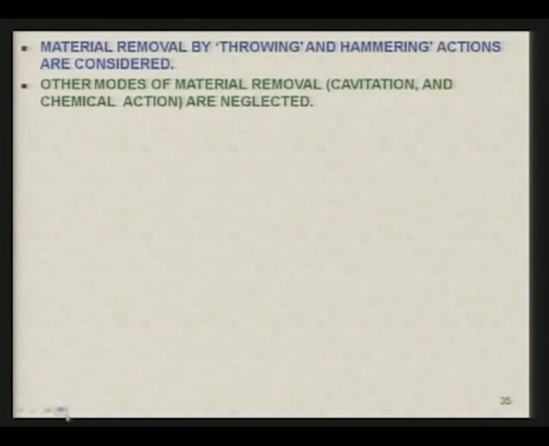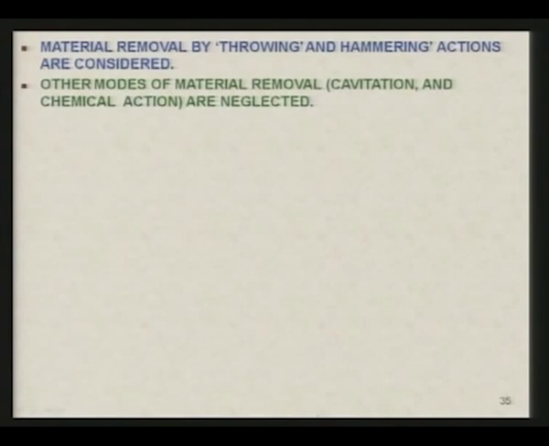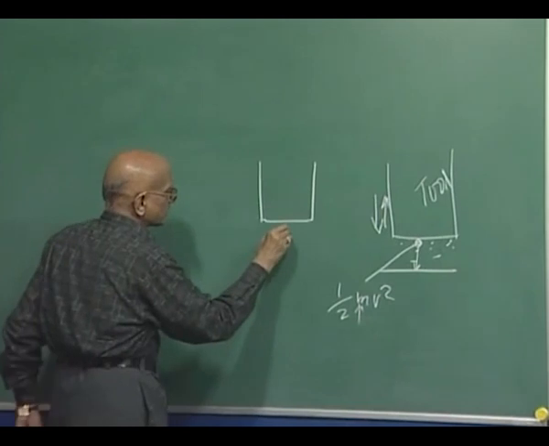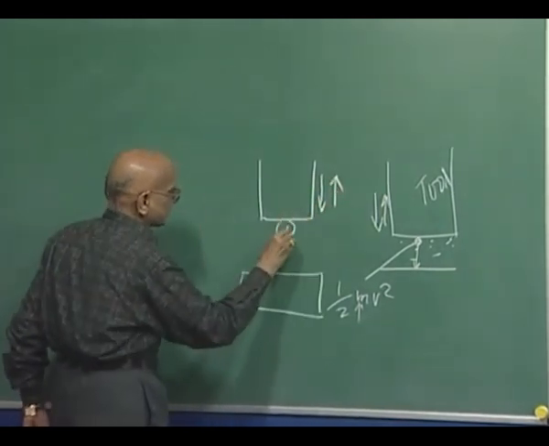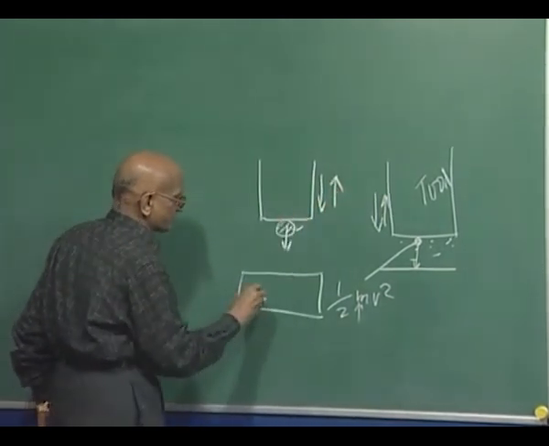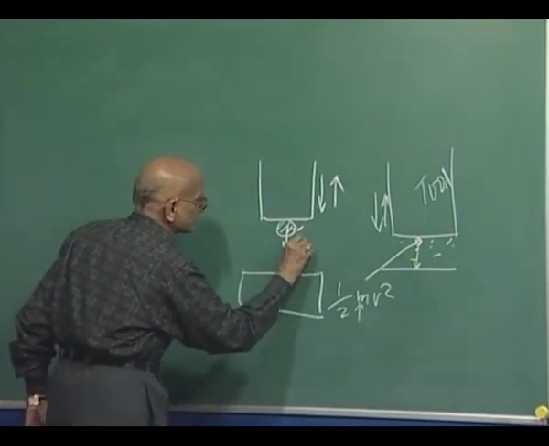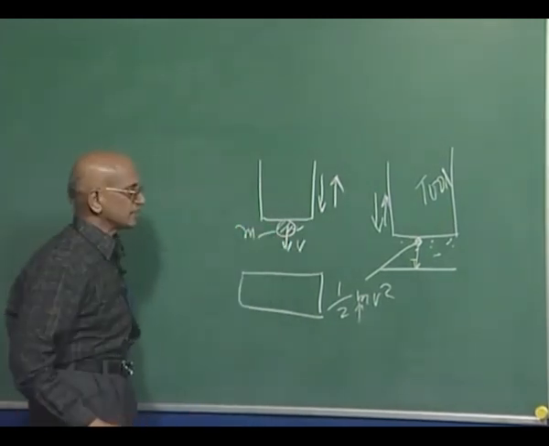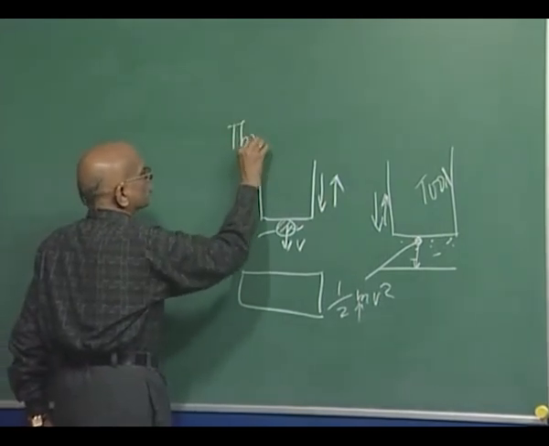Material removal by throwing mechanism and hammering action. M.C. Shaw proposed two models for the evaluation of the material removal in ultrasonic machining. He assumed two ways of the removal of the material and analyzed and evaluated it. In the first model, he assumed that when the tool is vibrating, it is hitting the abrasive particle, and this abrasive particle is moving toward the workpiece at a velocity v, and it has got the mass m. This model he called the throwing model.